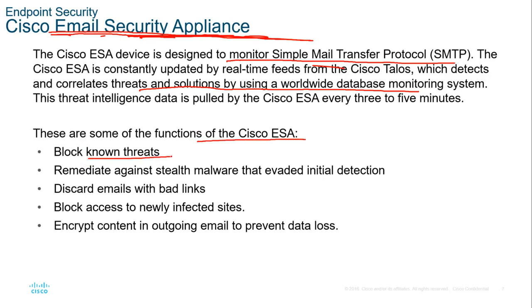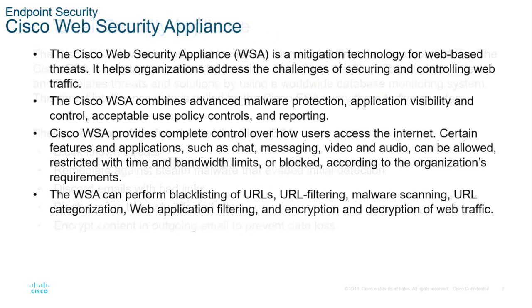It blocks known threats, and remediates against stealth malware that evaded initial detection. It discards emails with bad links, blocks access to newly infected sites, and encrypts content in outgoing email to prevent data loss. Then we have the Cisco Web Security Appliance.